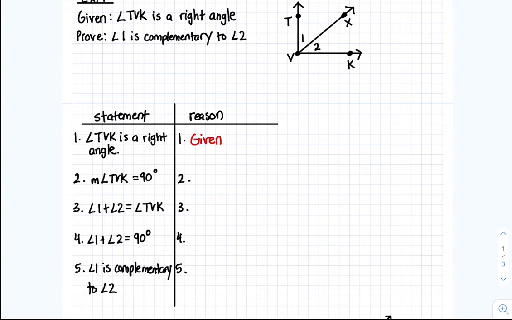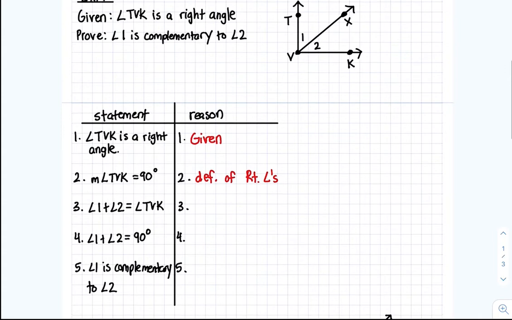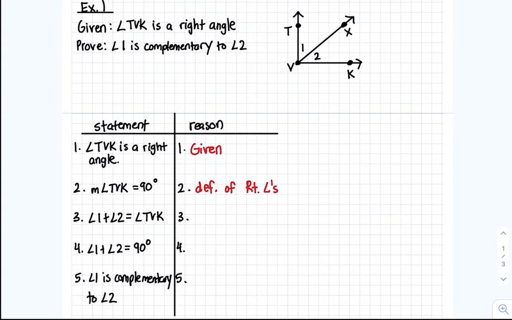Well, in statement 1 it says angle TVK is a right angle. What do you know about a right angle? Oh, a right angle is 90 degrees. So in the next statement, the reason why we can say measurement angle TVK is equal to 90 degrees is that it is the definition of right angles. Because angle TVK is a right angle, we know angle TVK is 90 degrees, because that's what a right angle is.